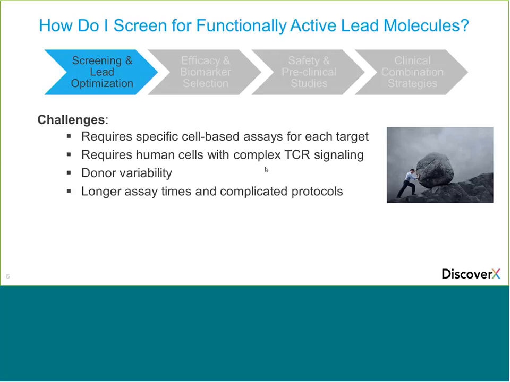These assays often require human cells with complex TCR signaling, which often leads to the question of donor variability, especially if you're using these human cells right out of a person. And these assays oftentimes end up with long assay times and complicated protocols, which increases the timelines and reduces the throughput of each of these assays. So here at DiscoverX, we sought to address these specific challenges so that we can create a system that allows you to address this question in a very simple yet effective manner.